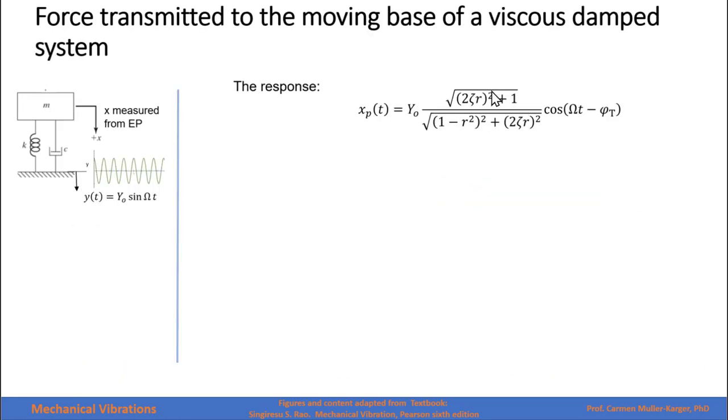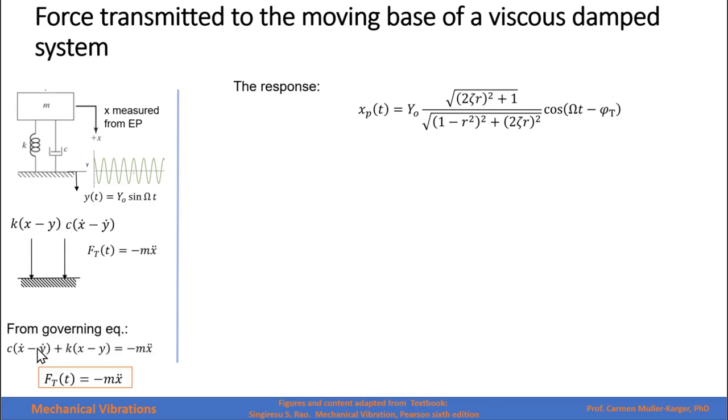Now that we have the response of a system which has a moving base with this expression, we will calculate the force transmitted to that moving base of a viscous damped system. Let's draw the free body diagram. We have the force of the spring. Remember that we had relative displacement between the two ends of the spring. We have the force of the damper, and the damper is also with the relative velocity between the two ends of the damper.